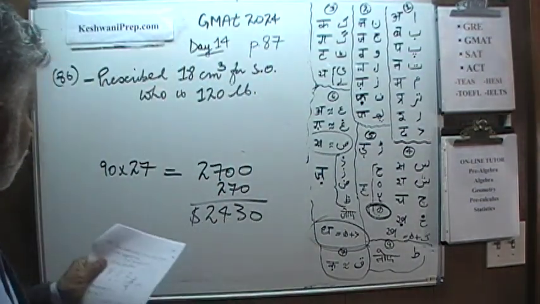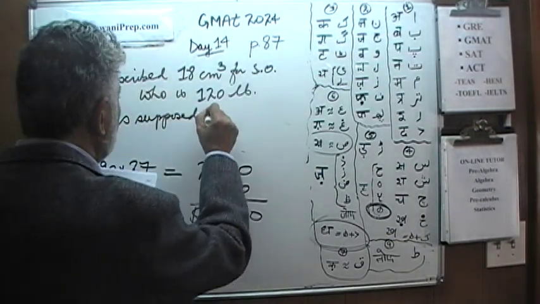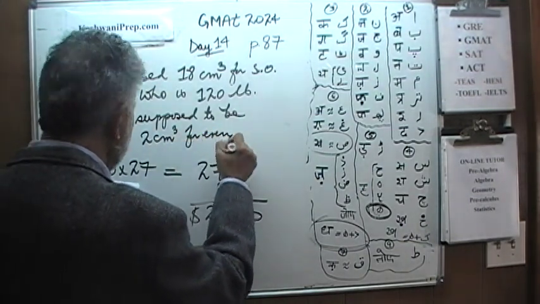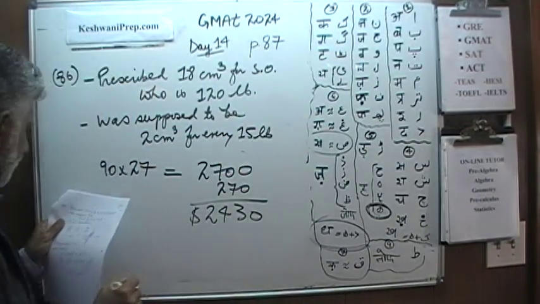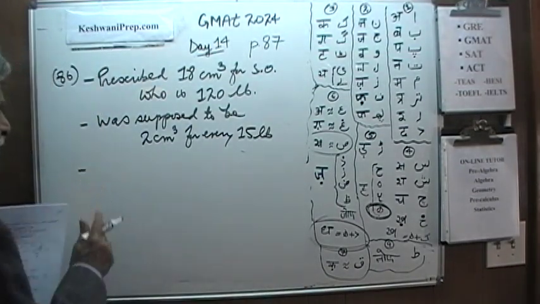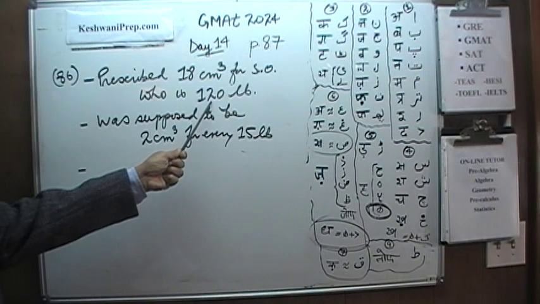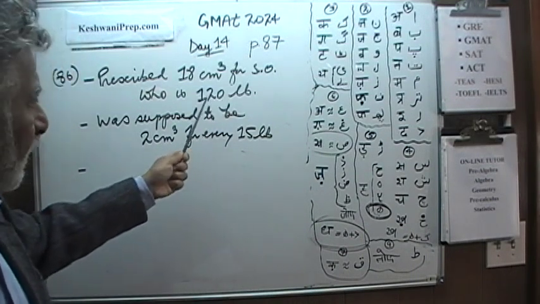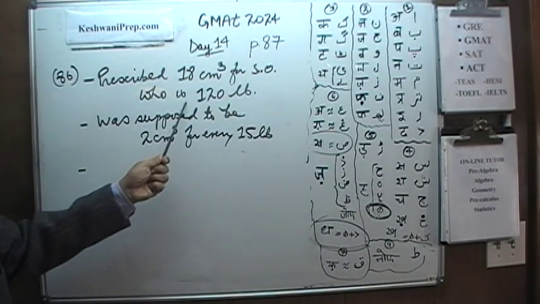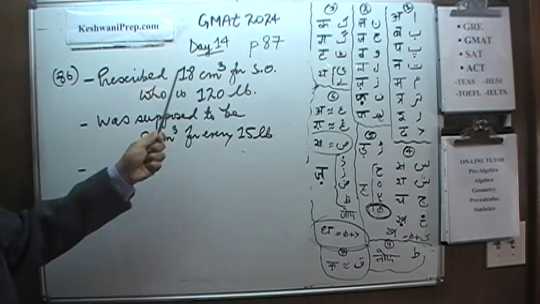Do you understand? It was supposed to be 2 cubic centimeters for every 15 pounds of weight. Before I continue, even I had written down here 150 by mistake. Even if it were 150, the fact that we are supposed to prescribe 2 cubic centimeters for every 15 pounds means this person, had it been 150 pounds, should have been given 20 cubic centimeters. Instead, he was given 18 cubic centimeters.